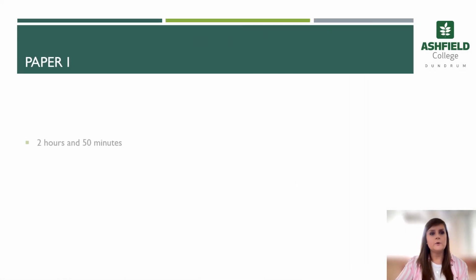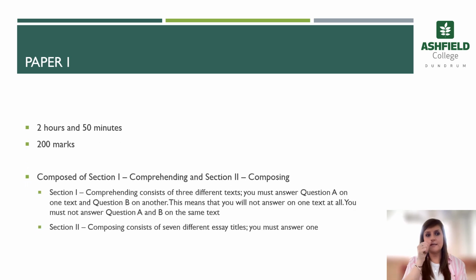First and foremost, paper 1 is a 2-hour and 50-minute exam, as I'm sure you're aware of already. Both papers are equally weighted, so that means that you have 200 marks for paper 1 and 200 marks for paper 2 as well. Just taking a quick look at paper 1 first and foremost.